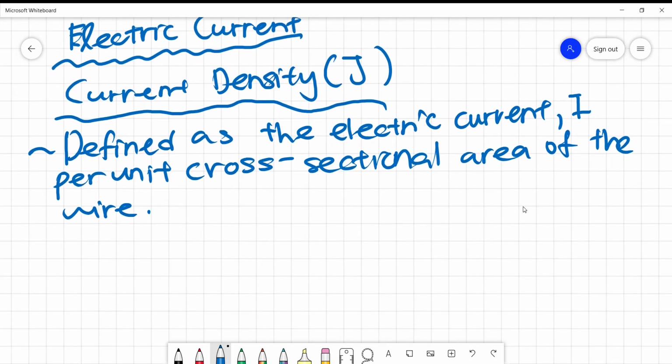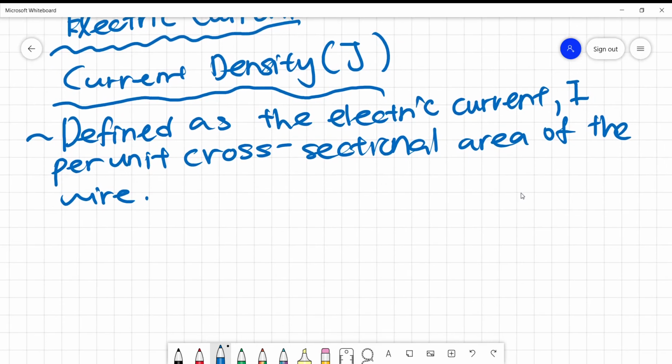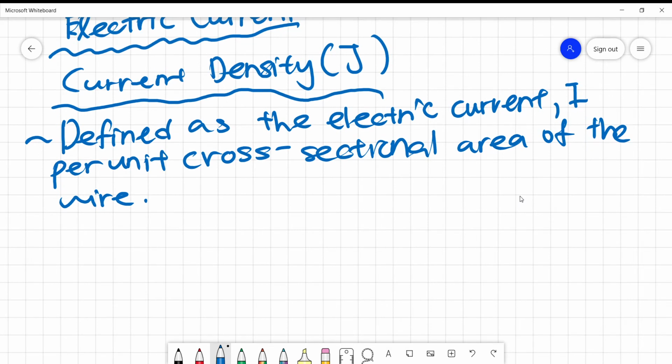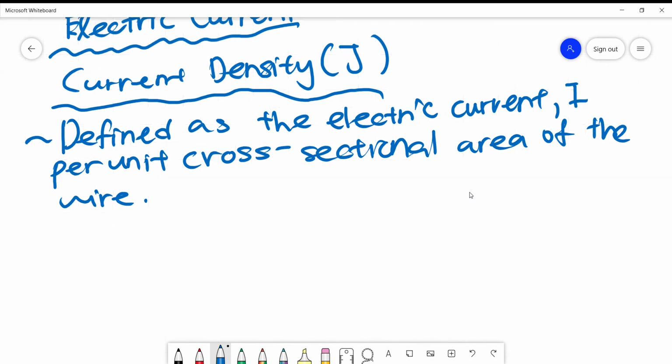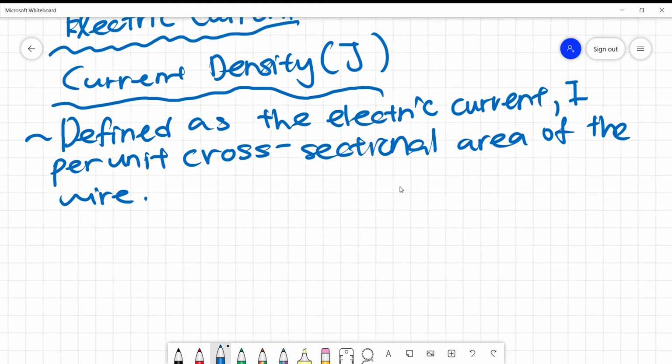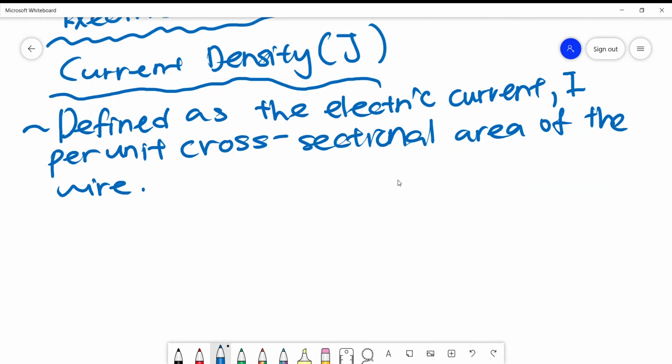Okay, so if you wish to answer the question of the definition of current density, you should write it in the form of a full sentence, which is: the current density is defined as the electric current per unit cross-sectional area of the wire. So from the definition, my J, which is the current density, equals I over A, which is the electric current per unit cross-sectional area of the wire.